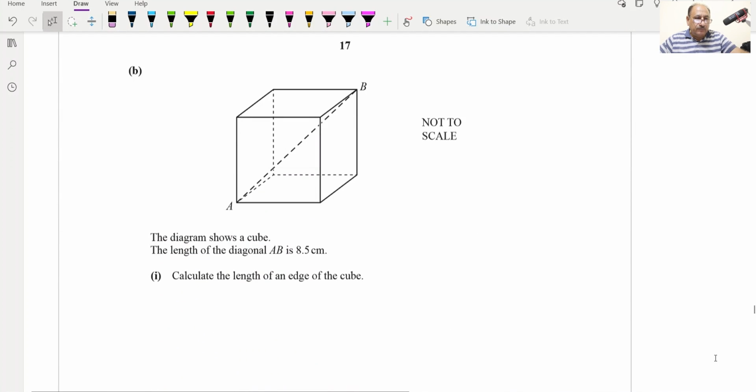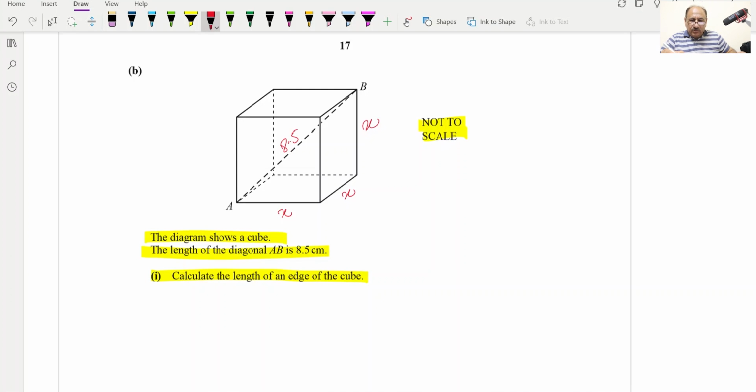Now this is B part. B part is diagram also not to scale. The diagram shows a cube. The length of the diagonal AB is 8.5. So the diagonal length AB is 8.5, and they're saying calculate the length of an edge of the cube. So what is the edge of the cube? This side is say x, so this side is also x, this side is also x.